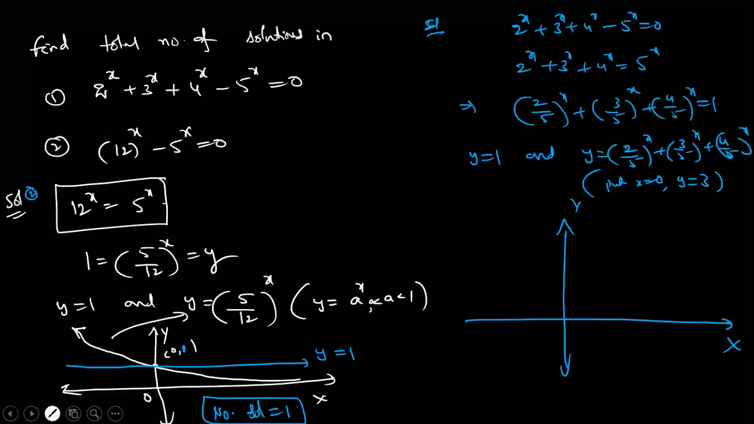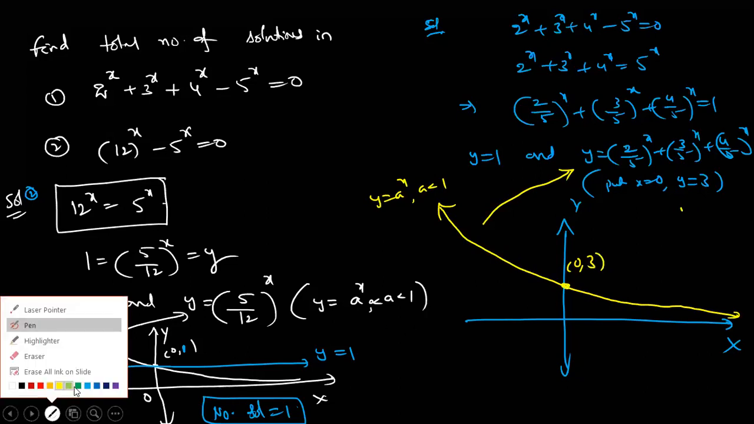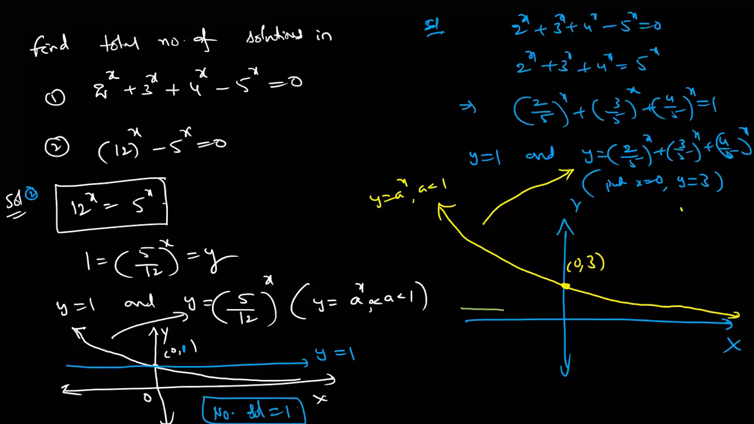See, in this case, one graph is coming like this only. So how are you drawing? Because here what is the power? This is y = a^x. When a is less than 1, that is the graph of this one, passing through (0, 3). Clear. But one more graph is left. What is that? That is y = 1. So these two graphs are intersecting at A. So the number of solutions is 1. That's all.